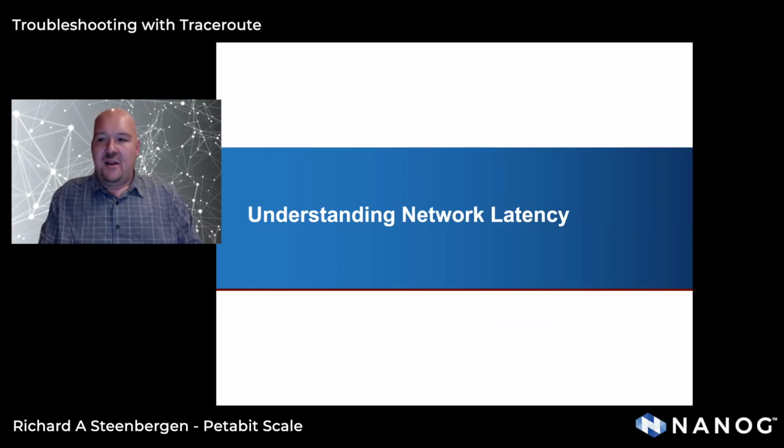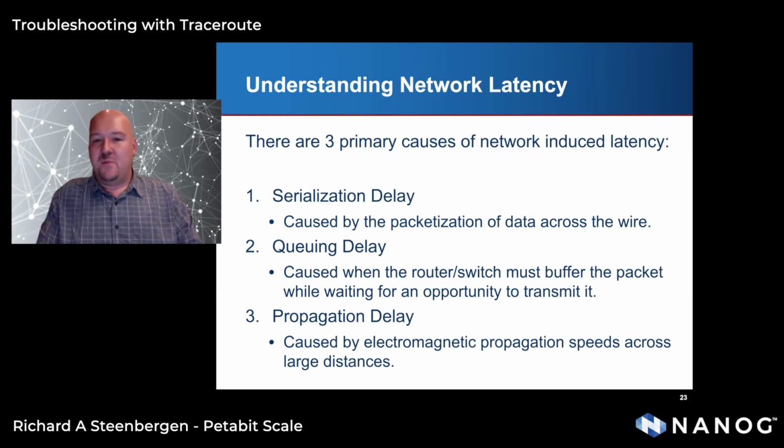Now we're going to talk about network latency. There are three primary causes of network-induced latency that we care about. The first is serialization delay. Basically that's caused by the packetization of data. As we take data and break it up into little chunks, it has to be sent that way, and that causes serialization delay. Number two is queuing delay. This is caused whenever the router or switch has to buffer the packet while waiting for an opportunity to transmit it. And the third is propagation delay. This is pure distance-related electromagnetic propagation. Light only moves so fast.